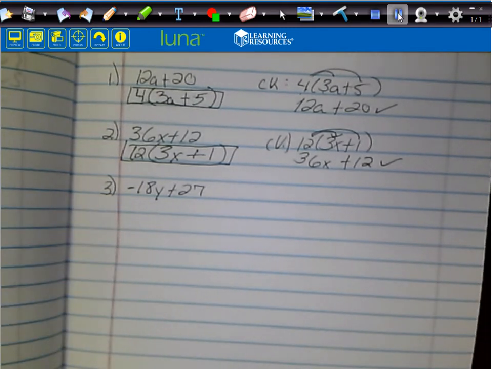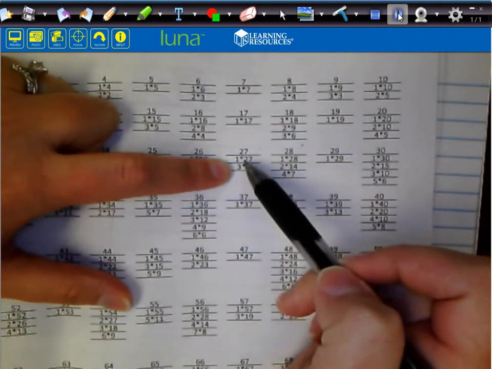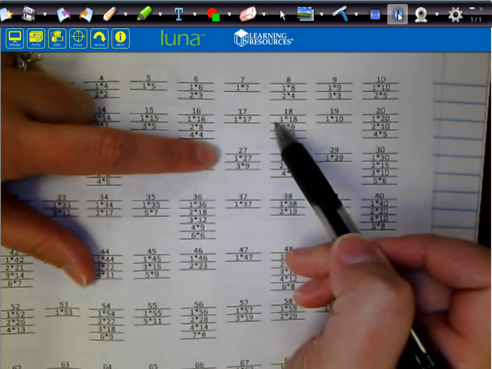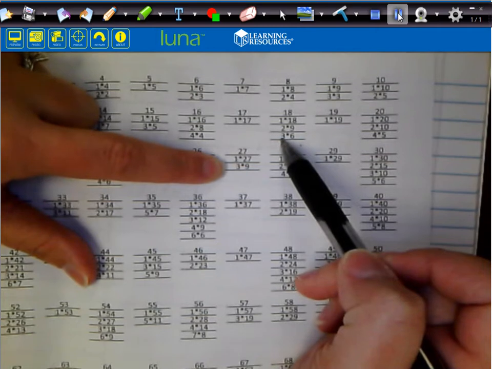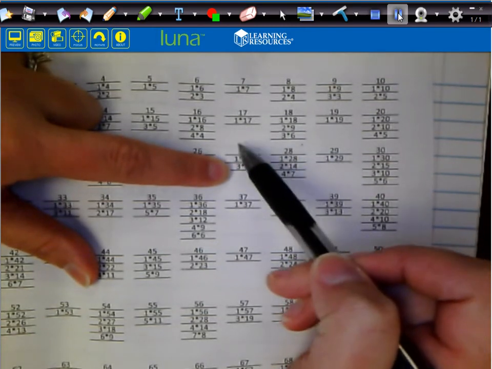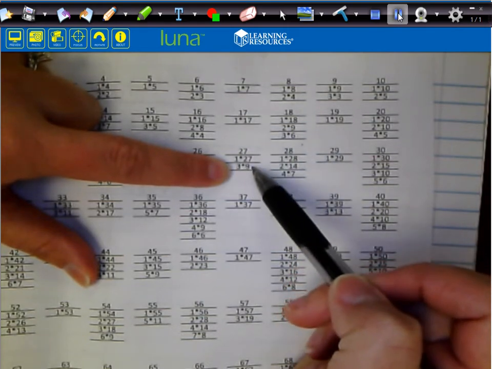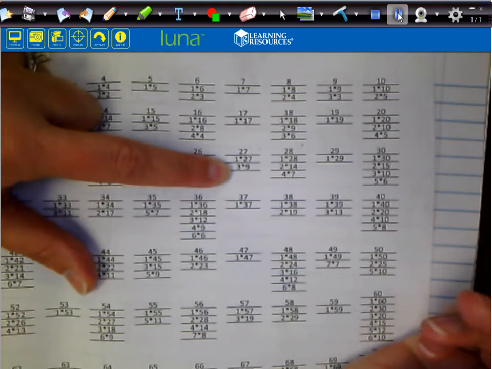All right, number 3 says negative 18y plus 27. So I have 18 and 27. So again, I'm going to go back to that factor sheet, my handy dandy factor sheet. When I'm looking at my factor sheet, I look at 18 and I look at 27 and I say, what do they have in common? Well, 18 and 27 have a 1, a 3, and a 9 in common. I see a 1, a 3, and a 9 in both of my lists. And 9 is the greatest number there that's in both lists, so 9 is my GCF.